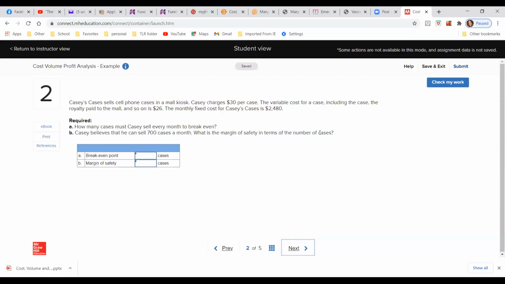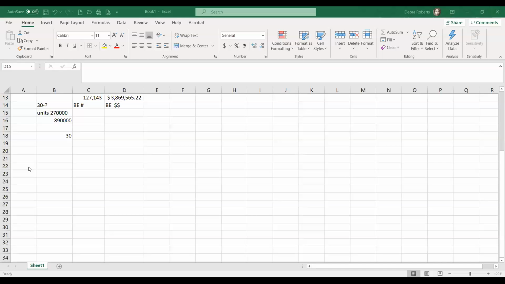Now, I'm going to take this data and put it into my Excel because I like for you guys to see how I'm computing it. Okay, so I'm going to stop my share. We'll go back to this screen. I'm going to go back to my Excel spreadsheet again and try to work this problem out. I'm going to go down here and put in the relevant data. The first thing we already have is the fixed cost is 2,480. The variable cost is 26.